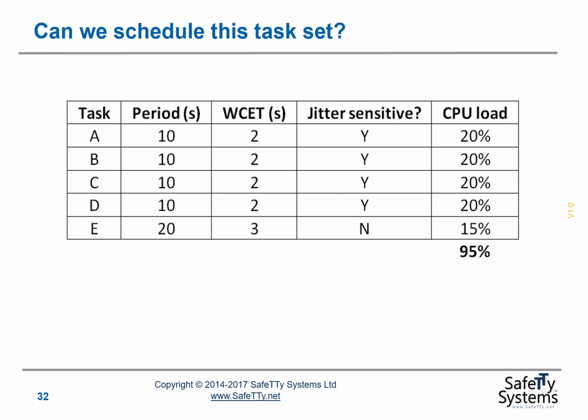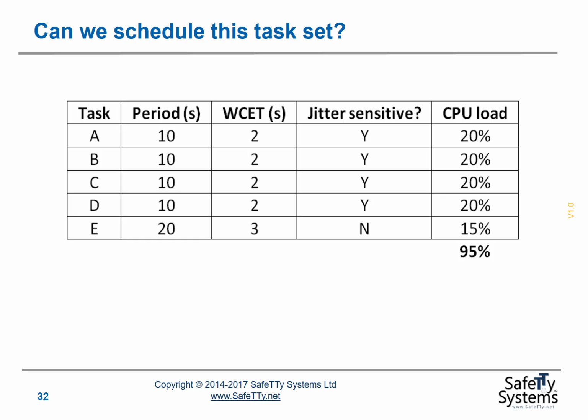Here's another task set to consider. Suppose we have these tasks. So we have A, B, C, and D, and we'll assume that these tasks are jitter sensitive. And then we have task E, which is not jitter sensitive. The worst case execution time of these first 4 tasks is 2 seconds in this case, and our period is 10 seconds. So when we add up all of the task processor utilizations, we get a total utilization of 95%. So we should expect that we can schedule this task set.